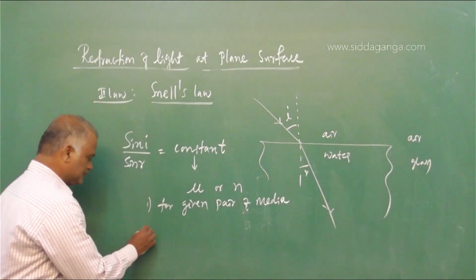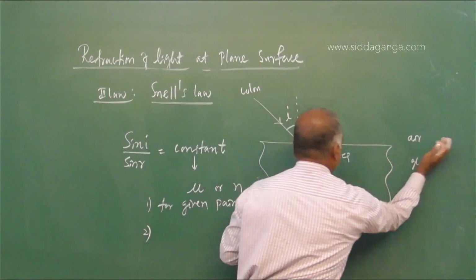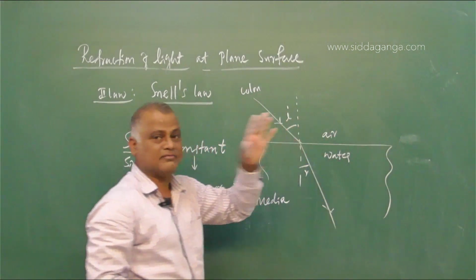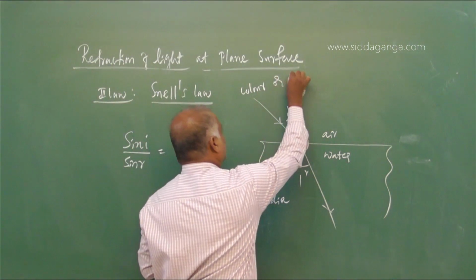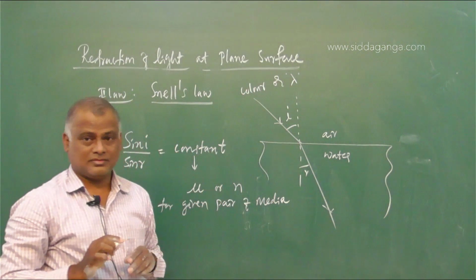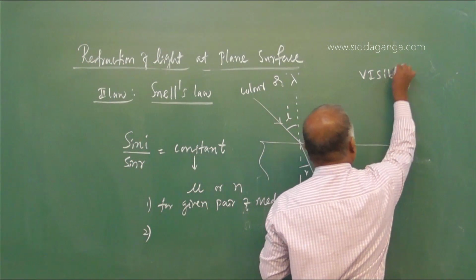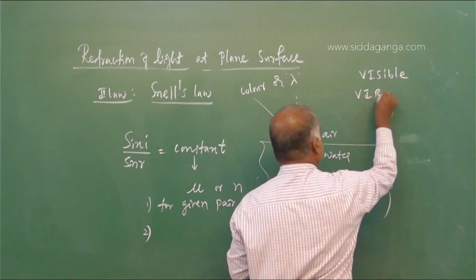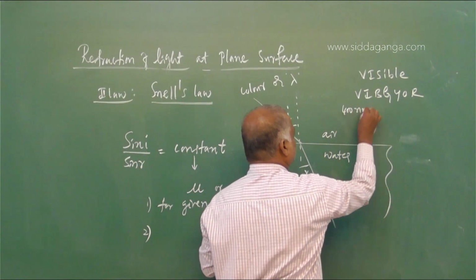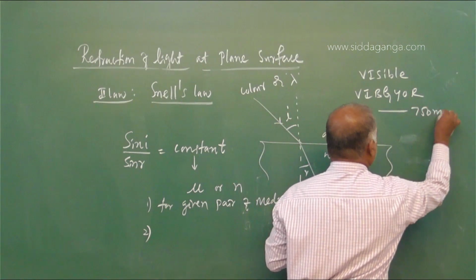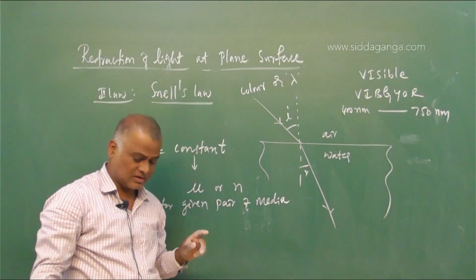And also the color of light. Now you have given air to water; the media are fixed. But if I change the color or wavelength of the incident light, commonly speaking, dear students, visible light, as we are all familiar, no ambiguity, no confusion, 400 nanometer to 700 nanometer, done. Violet has a lesser wavelength, red has greater wavelength.